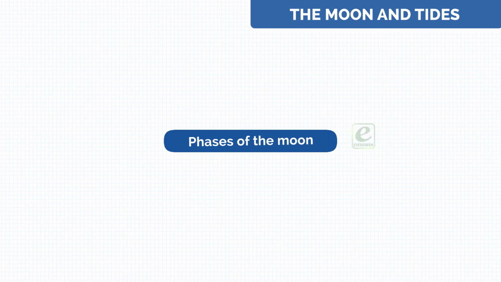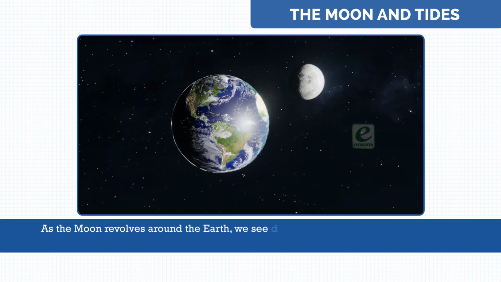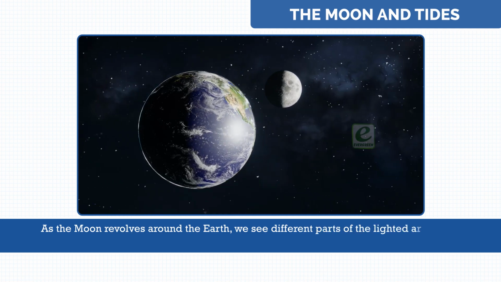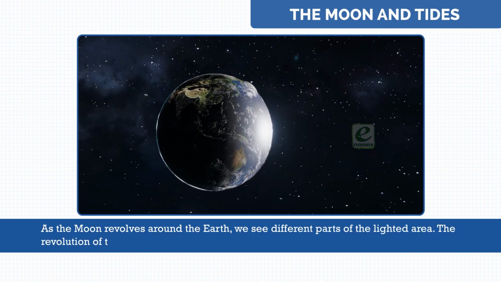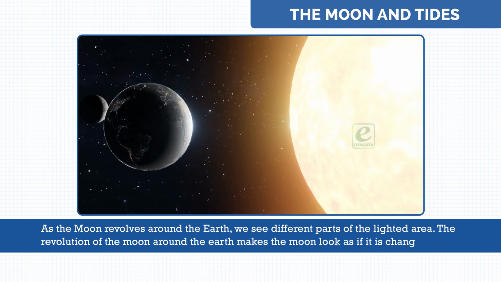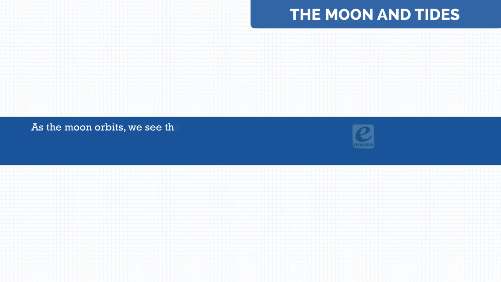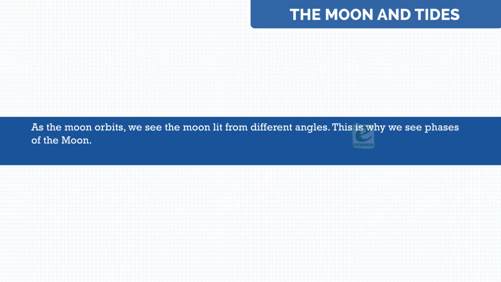Phases of the moon. As the moon revolves around the Earth, we see different parts of the lighted area. The revolution of the moon around the Earth makes the moon look as if it is changing shape. As the moon orbits, we see the moon lit from different angles. This is why we see phases of the moon.